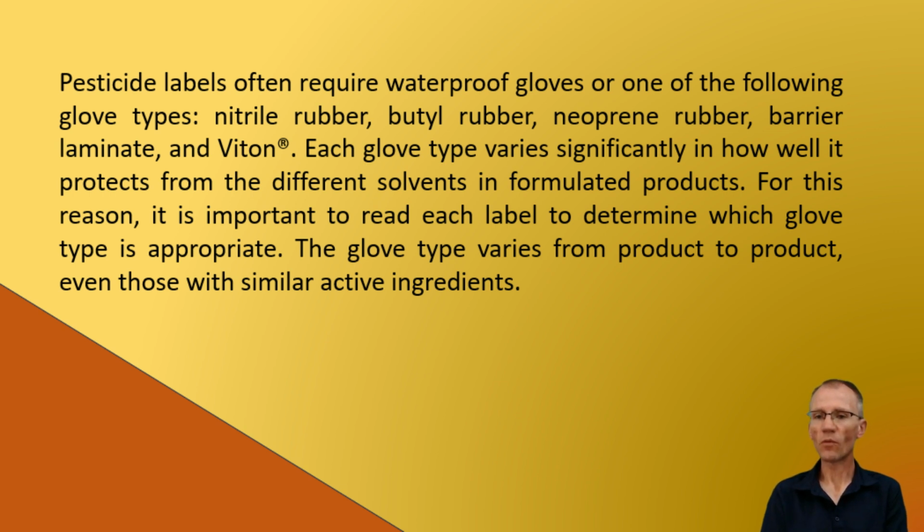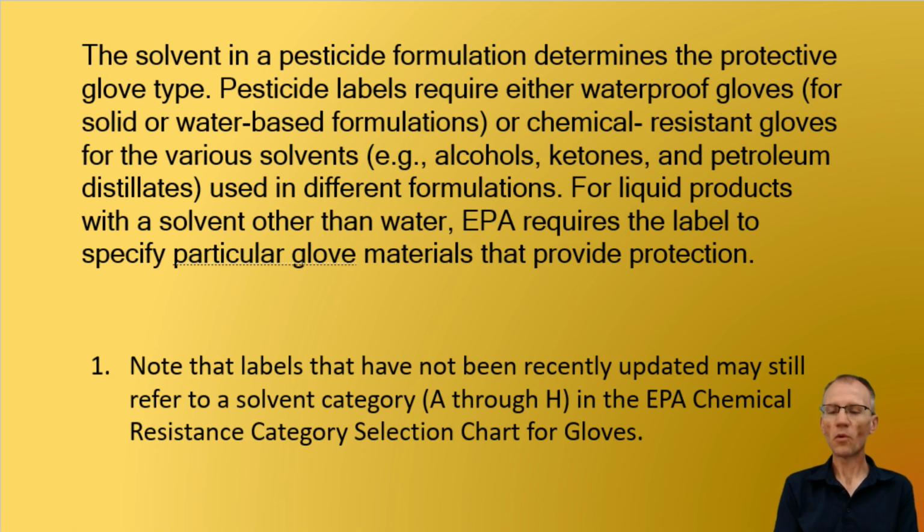Pesticide labels often require waterproof gloves or one of the following glove types: nitrile, rubber, butyl rubber, neoprene rubber, barrier laminate, and Viton. Each glove type varies significantly in how well it protects from different solvents in formulated products. For this reason, it is important to read each label to determine which glove type is appropriate. The glove type varies from product to product, even those with similar active ingredients. The solvent in a pesticide formulation determines the protective glove type.